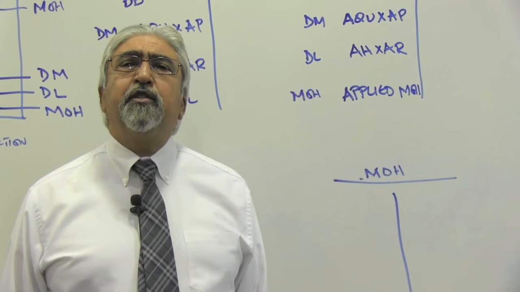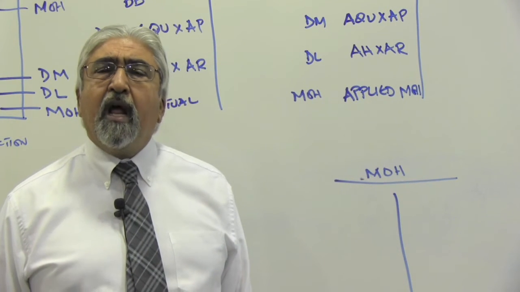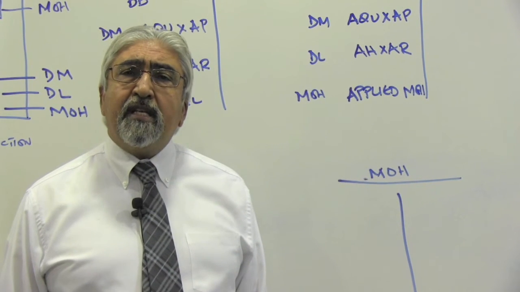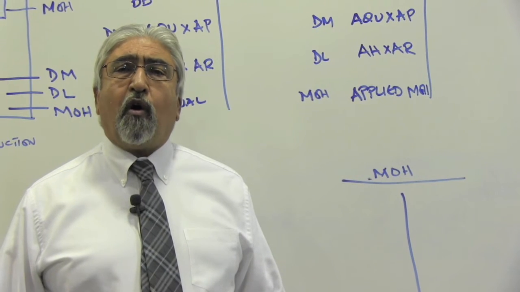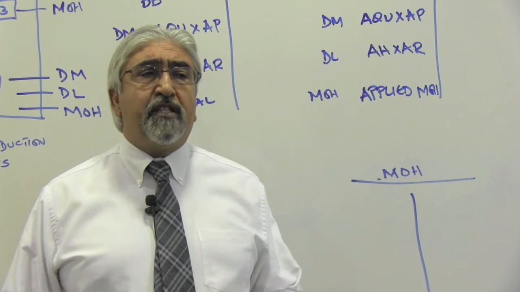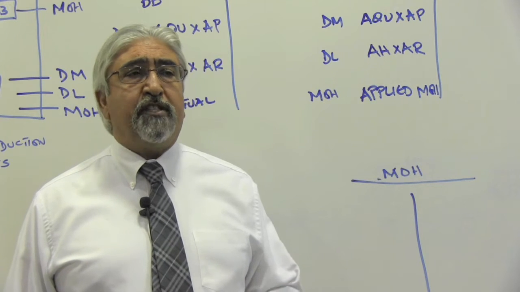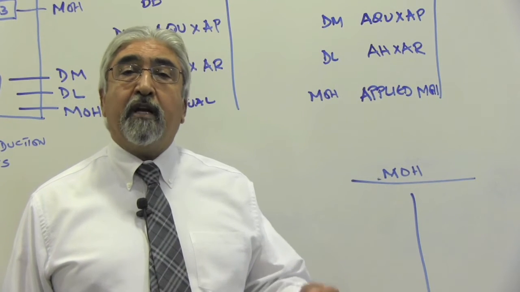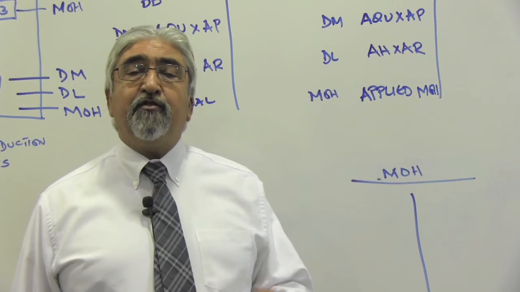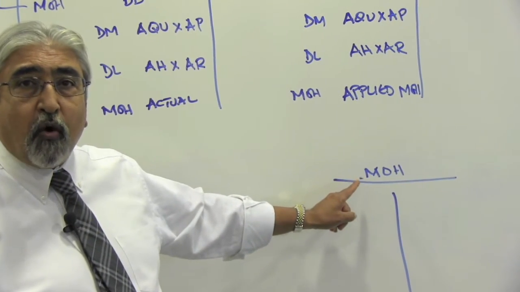The first step is to create a new account called manufacturing overhead, which did not exist under actual costing. The reason was that in actual costing, whenever an overhead cost is incurred in the factory, it is debited to the work in process inventory account. In normal costing and standard costing, that is not the case. When you actually incur a manufacturing overhead cost, it is debited to an account called manufacturing overhead.